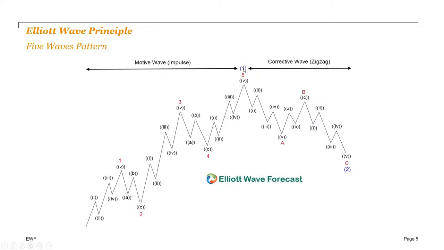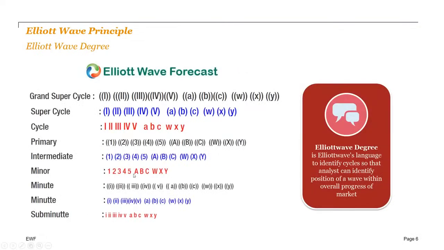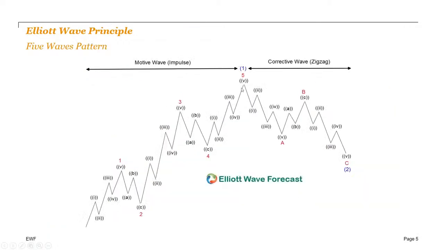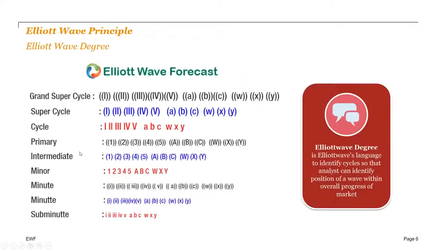Right? You notice here the blue 1 and 2. And why is this 1 and 2 in blue? Because you notice this blue color 1 is subdivided into 5 waves, right? Going back to this table, this is the blue one, intermediate. So you see back here, the 1 in the blue intermediate degree is subdivided into 5 waves of minor degree, and then the 1 of the minor degree is subdivided into 5 waves of minute degree, and so on and so forth.